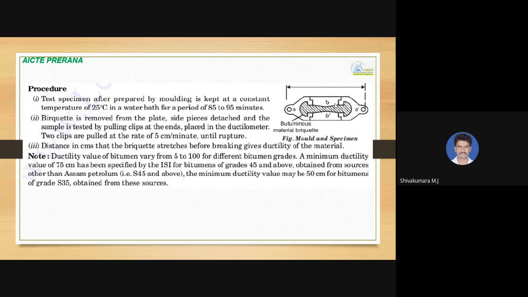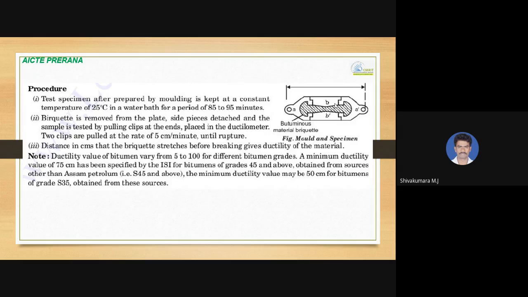The ductility testing apparatus consists of one fixed end and another moving end. The moving end will start to move and the bitumen will start to get stretched. At a certain length, the thread will break. Note down the length at which the thread is broken. That length is nothing but the ductility value.